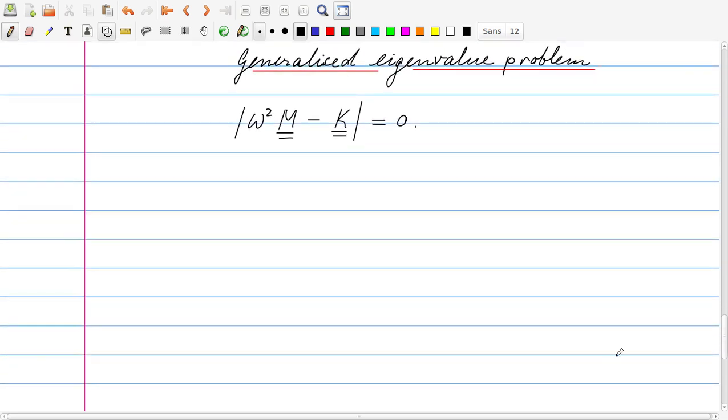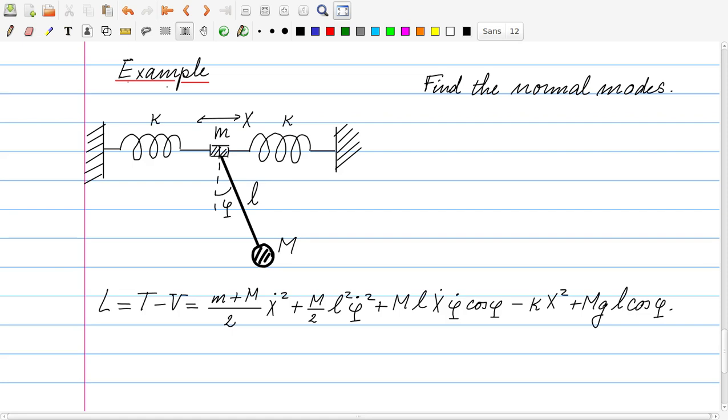So let us now revisit the example that I have covered in detail in a previous movie. The example that we have considered was a mass held in position by two identical springs. The mass can move only in the horizontal direction, and we associate a generalized coordinate x with that motion. Then there is a mass capital M, which is suspended as a pendulum, which is attached to the little m, and there is a generalized coordinate phi associated with the pendulum.